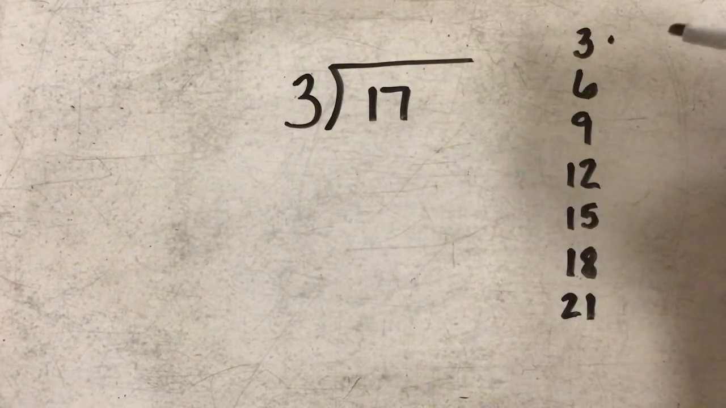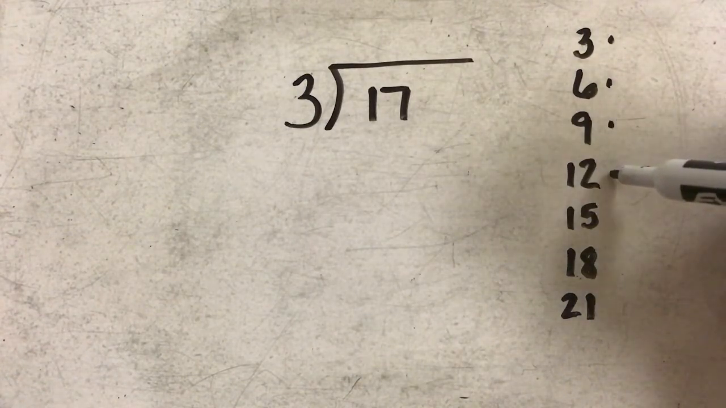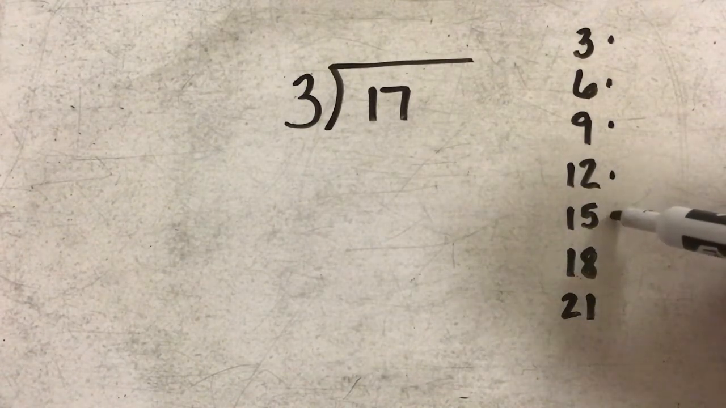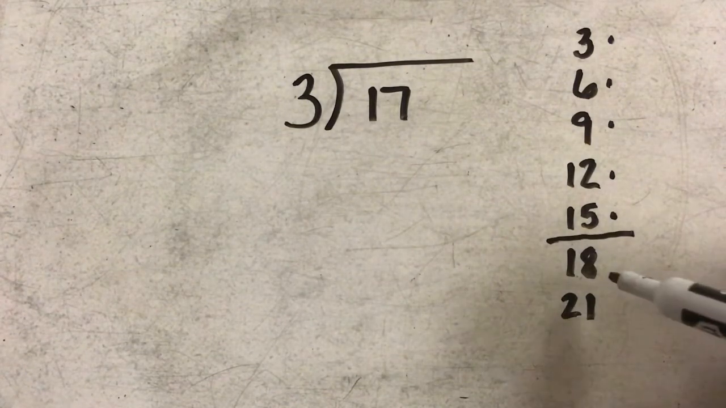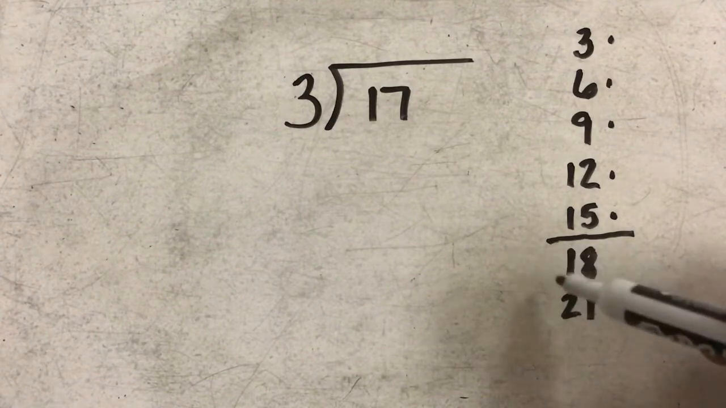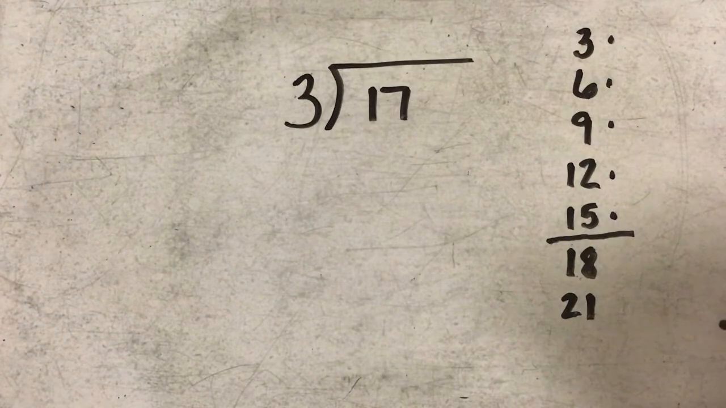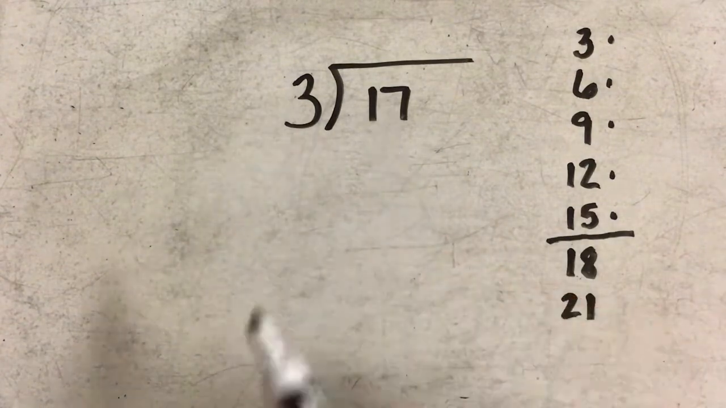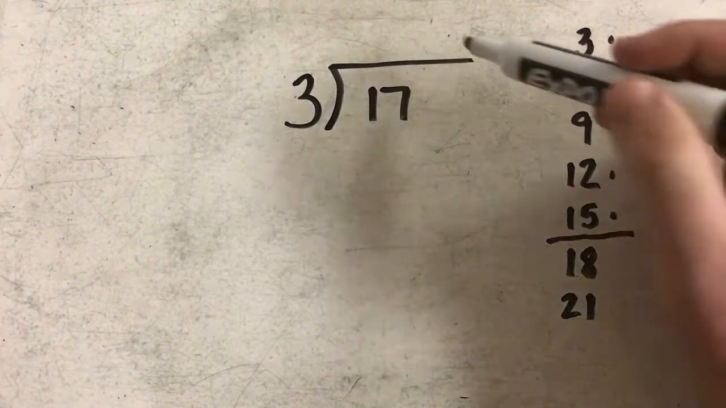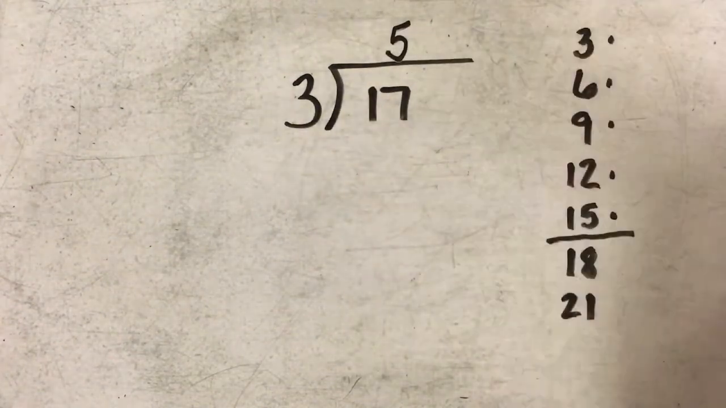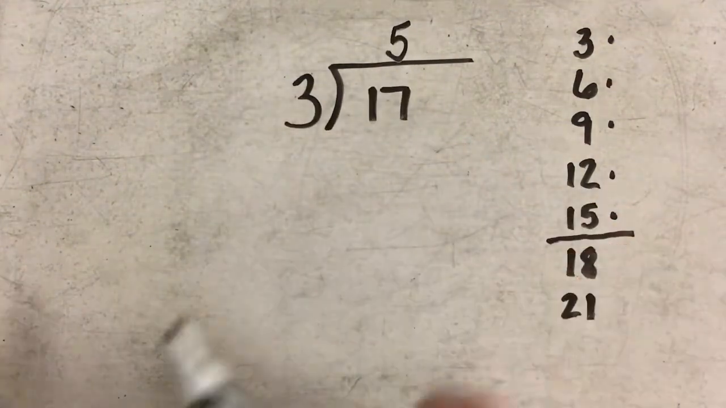Well, I can make 1 group. I have enough to make 2 groups. I can make 3 groups, 4 groups. I can make 5 groups. But that's the final amount. I can't make 6 groups of 3 from 17 because I would need 18 in order to do that. So out of 17 cookies, I could make 5 groups of 3. So I would say 5 is my answer up here.